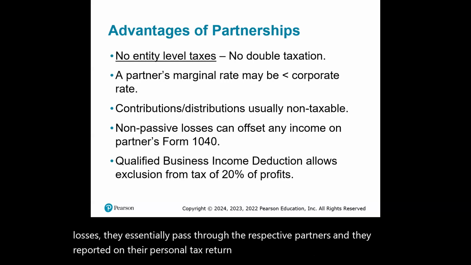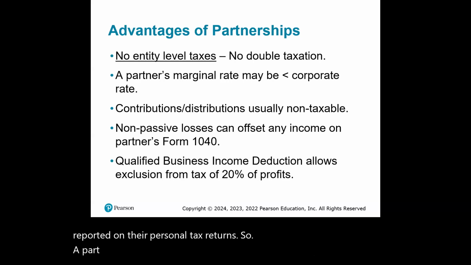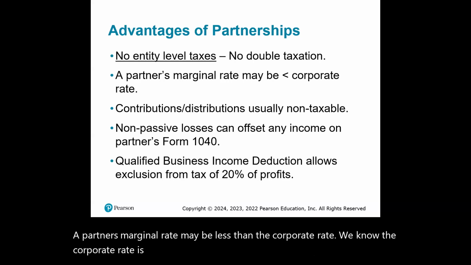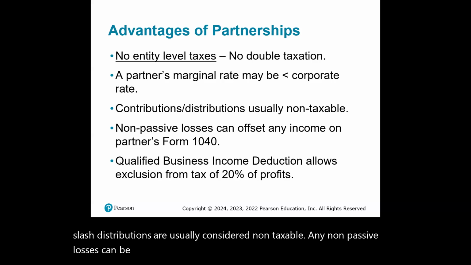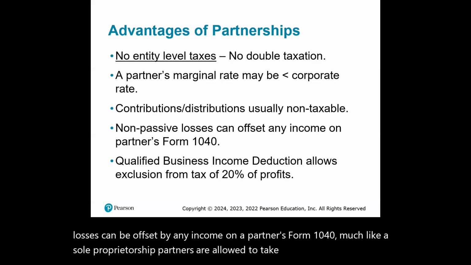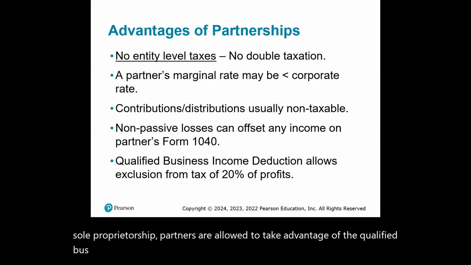A partner's marginal rate may be less than the corporate rate. We know the corporate rate is 21%. The contributions and distributions are usually considered non-taxable. Any non-passive losses can be offset by any income on a partner's Form 1040. Much like a sole proprietorship, partners are allowed to take advantage of the qualified business income deduction.